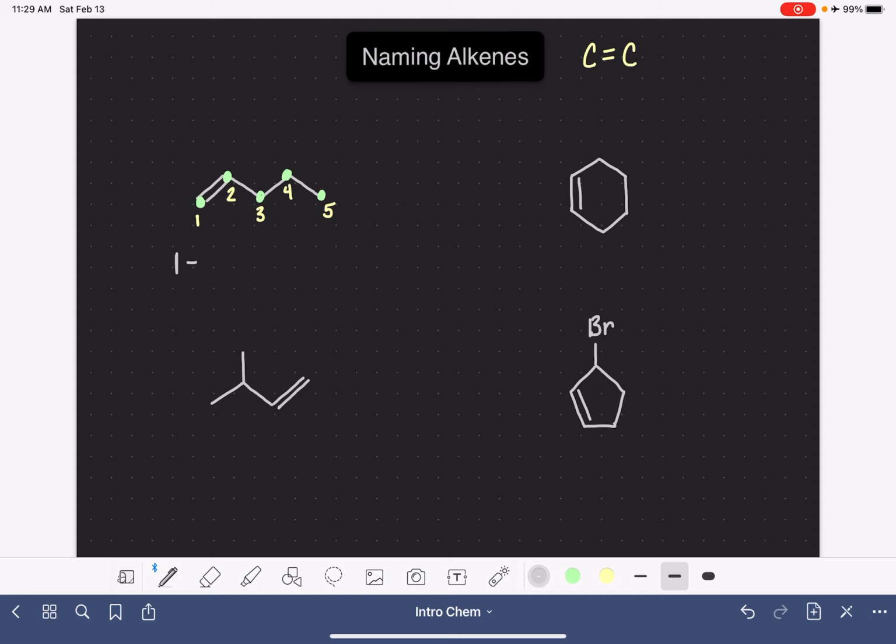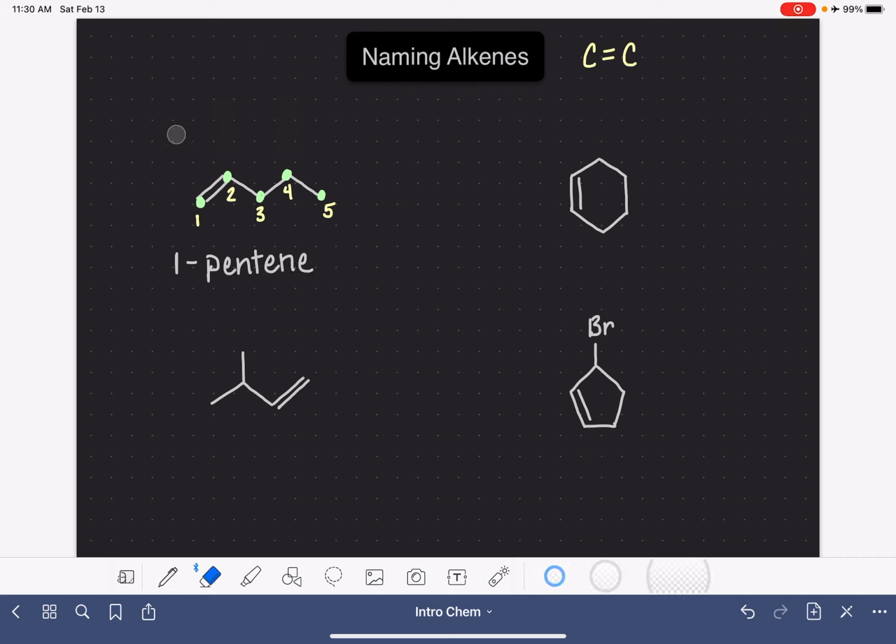And then what we're going to do is modify the name of the corresponding alkane. So for this molecule here, the corresponding alkane would just be a 5-carbon alkane. These are basically the same molecule, they're only different in terms of a double bond. This molecule's name is pentane, so we're going to modify that name. Instead of saying pentane, we're going to say pentene.